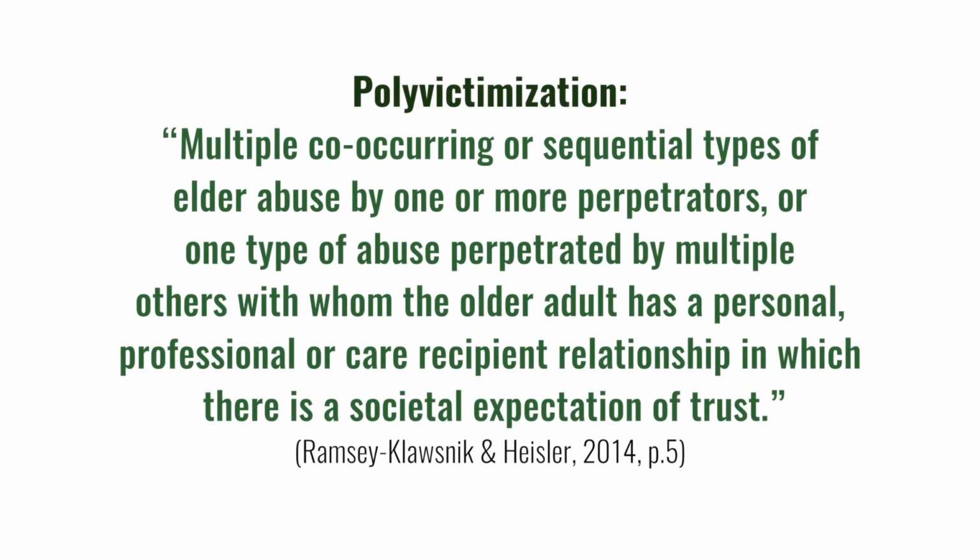And finally, the concept and impact of polyvictimization is not generally recognized in the elder abuse field yet. This is just starting. What is the cumulative impact of abuse across a lifespan of multiple abusers, of multiple types of abuse? And we really don't know that. Polyvictimization of older women is defined as multiple co-occurring or sequential types of elder abuse by one or more perpetrators, or one type of abuse perpetrated by multiple others with whom the older adult has a personal, professional, or care recipient relationship in which there is a societal expectation of trust.